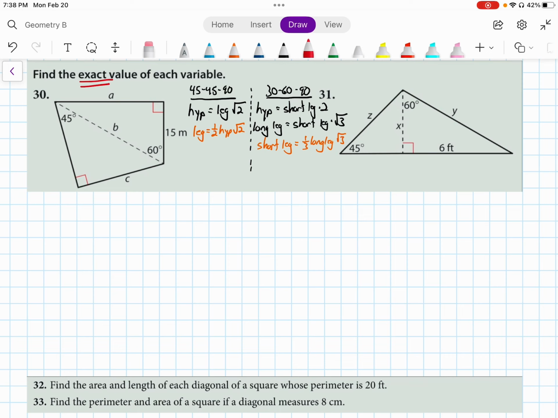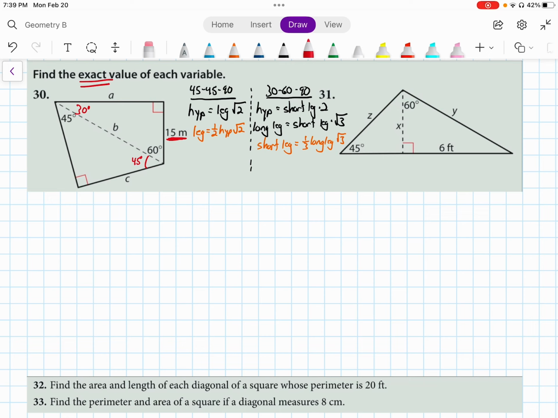So in number 30, find the exact value of each variable. All right, well, we know a few angle measures, but we have this length is 15. That's the only length we have. We can know this is a 45 by looking at this triangle here. And the other triangle on top is going to be 30. Since this 15 is in the 30, 60, 90 triangle, that's the short leg.